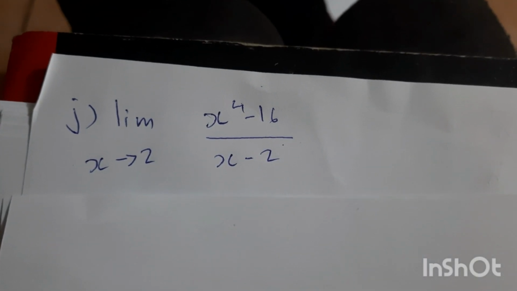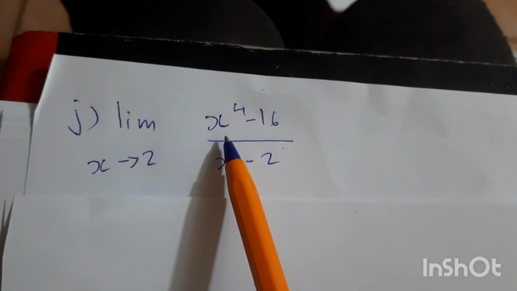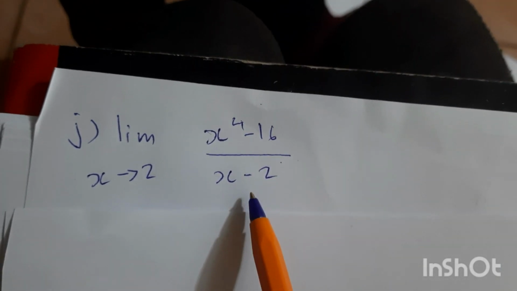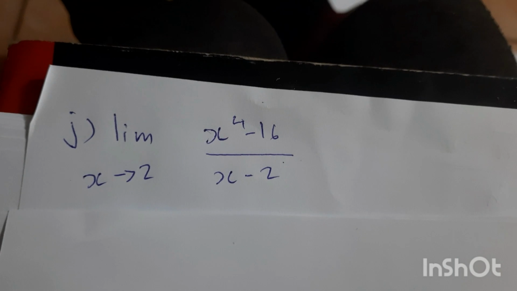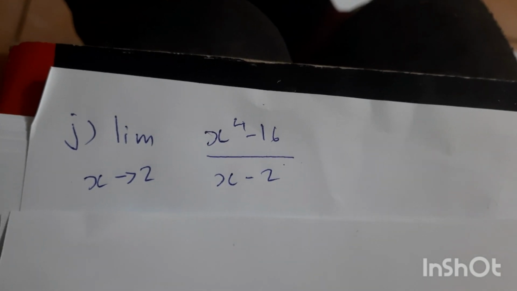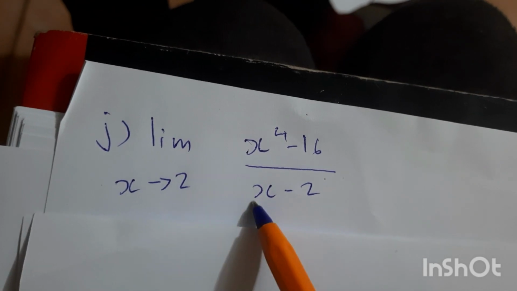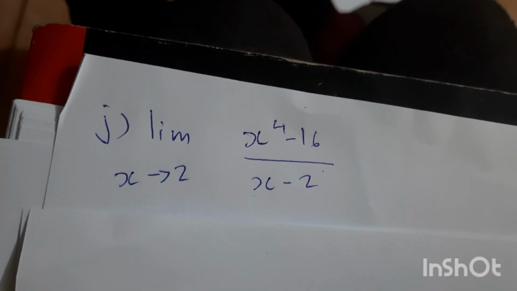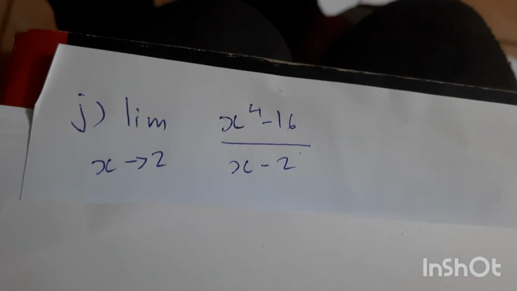So for j, which has a limit as x goes to 2 of x to the 4th minus 16 over x minus 2. We can't substitute immediately because it will give us an undefined expression. If we put a 2 here, it will give us a 0 in the denominator, and that will give us an undefined answer. So we're going to break this down into its simplest version.